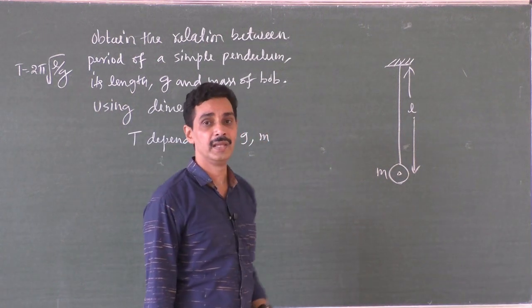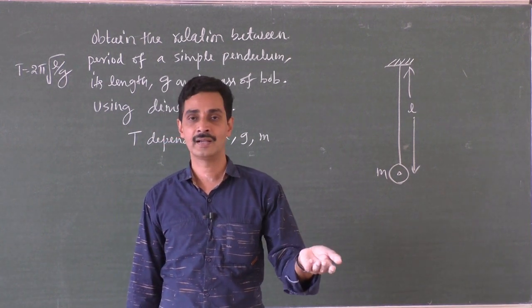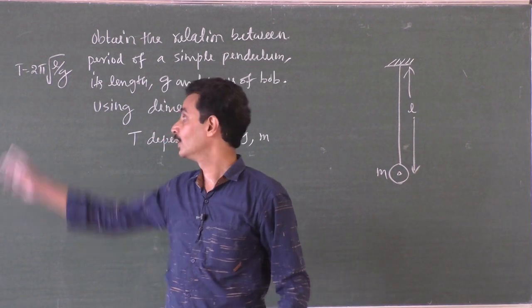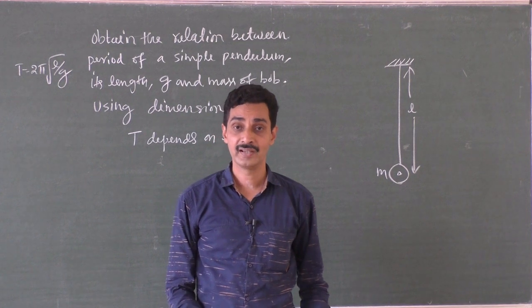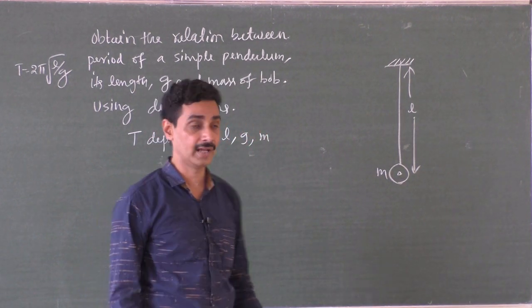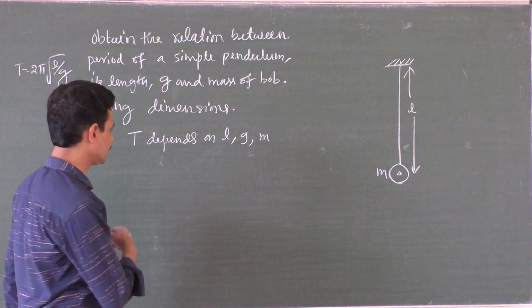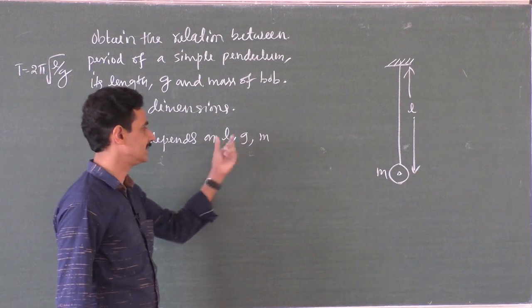ವೈ F equal to m a, ವೈ velocity equal to displacement by time, ವೈ ದಟ್ T is equal to 2 pi into square root of L by G. Why can't it be 2 pi into L square by G square, L cube by G square? ಆ ಥರ ಎಲ್ಲ ಯಾಕಿಲ್ಲ? So that it can be obtained. So answer starts like this. Let us assume that T depends on L, G and M.